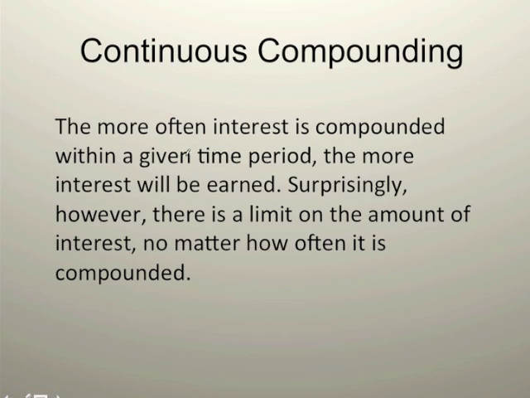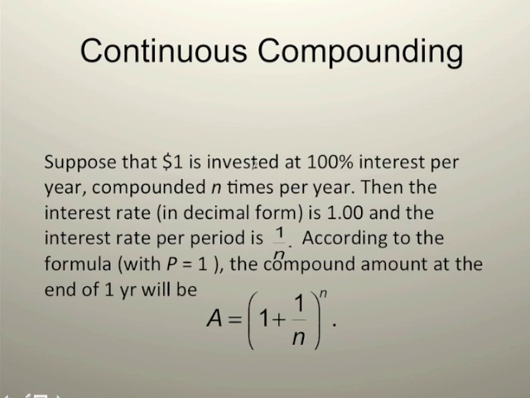Now, the more often the interest is compounded in a given time period, the more interest will be earned. Surprisingly, there's a limit to the amount of interest, no matter how often it is compounded. Suppose $1 is deposited at 100% interest per year, compounded n times a year. Then the interest rate in decimal form is 1.00, and the interest rate per period is 1 over n. According to the formula, with P equal to 1, the compound amount at the end of 1 year would be A equals 1 plus 1 over n, to the nth.